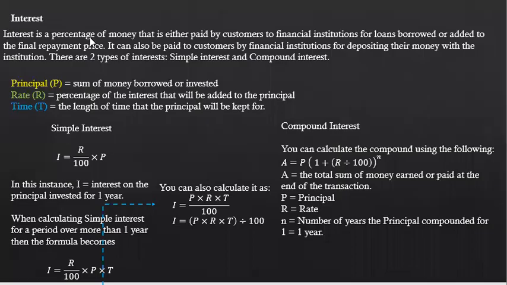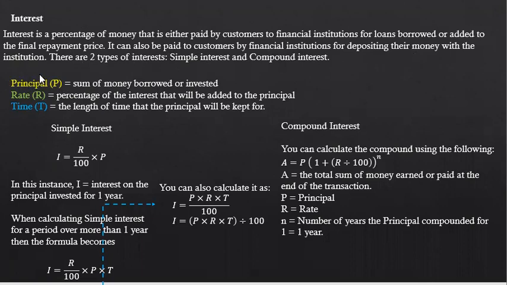Interest. Interest is a percentage of money that is either paid by customers to financial institutions for loans borrowed or added to the final repayment price. It can also be paid to customers by financial institutions for depositing or investing their money with the institution. There are two types of interest, simple interest and compound interest.